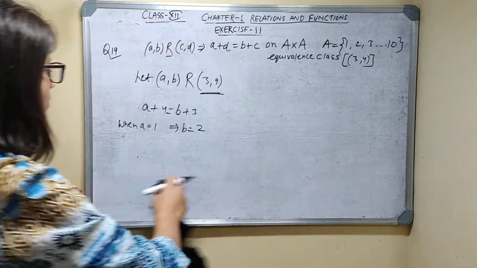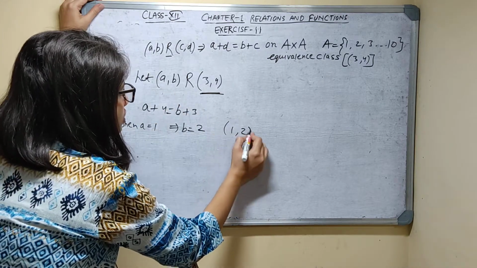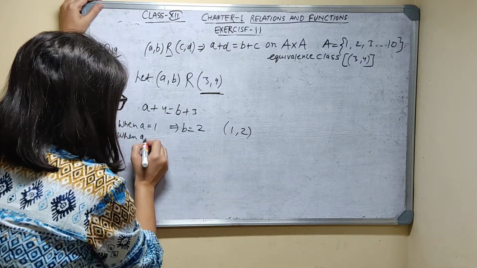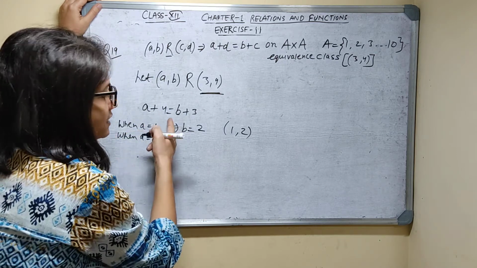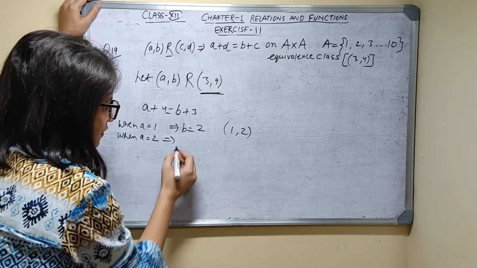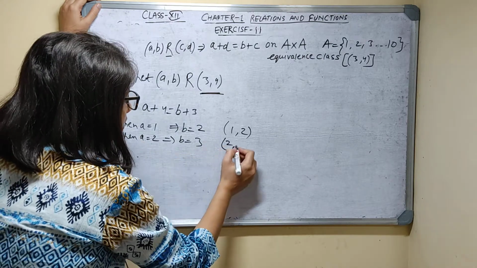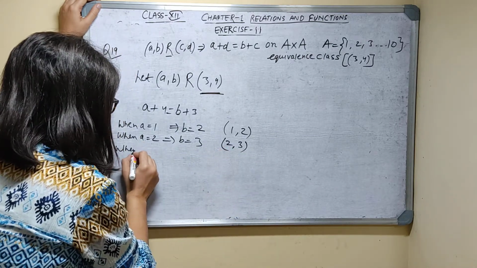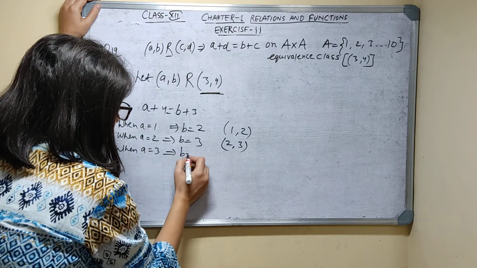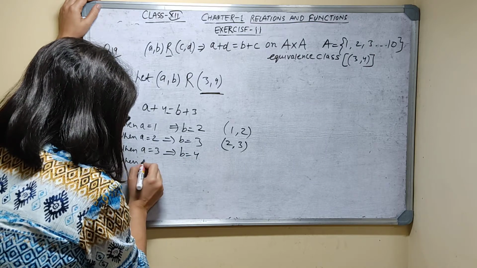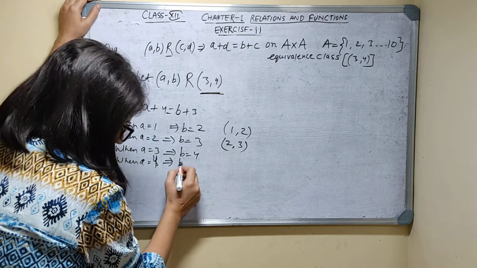Is it clear? So I can write one ordered pair (1, 2). When A is equal to 2, 4 plus 2 is 6. 6 is equal to B plus 3. So B is equal to 6 minus 3, that is 3. So another pair is (2, 3). When A is equal to 3, it will be 7, so B is equal to 4. When A is equal to 4, B is equal to 5.